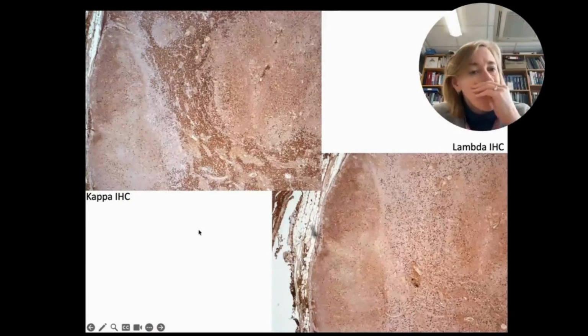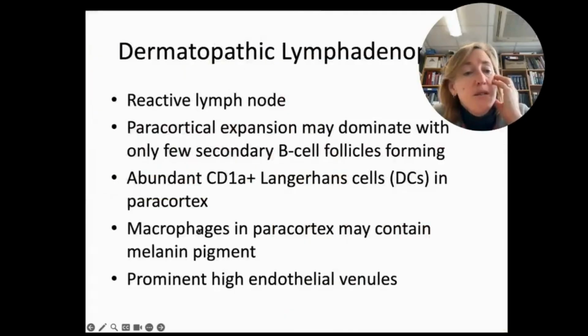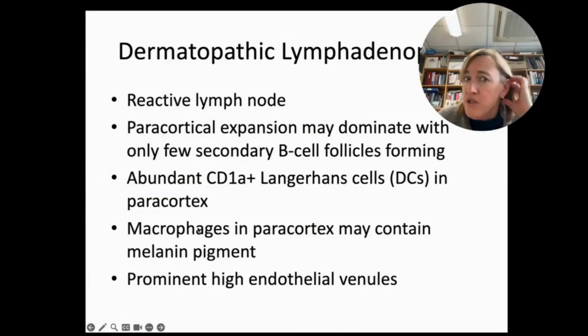You can do kappa and lambda immunohistochemistry or in situ hybridization in benign nodes, which can sometimes be helpful. Probably one of the mimics you do need to think more about for T cell lymphoma is actually dermatopathic lymphadenopathy, where the paracortex of the lymph node dominates the node and there aren't so many B cell follicles.